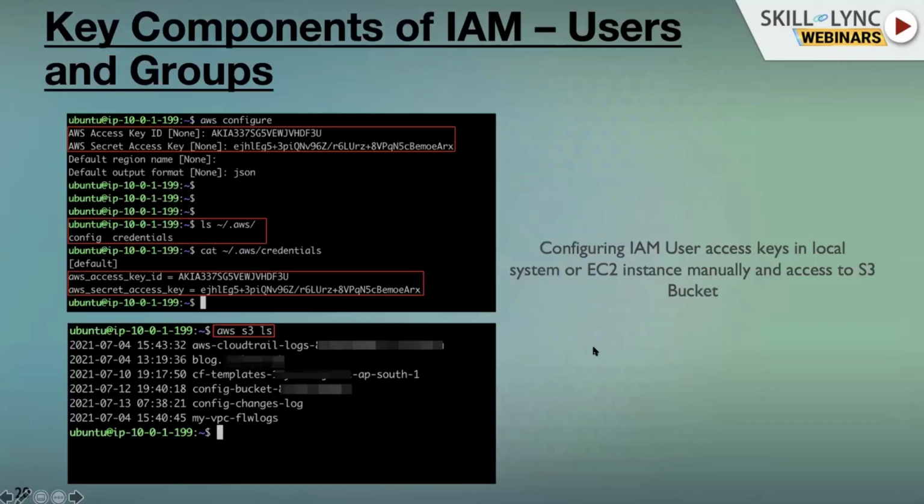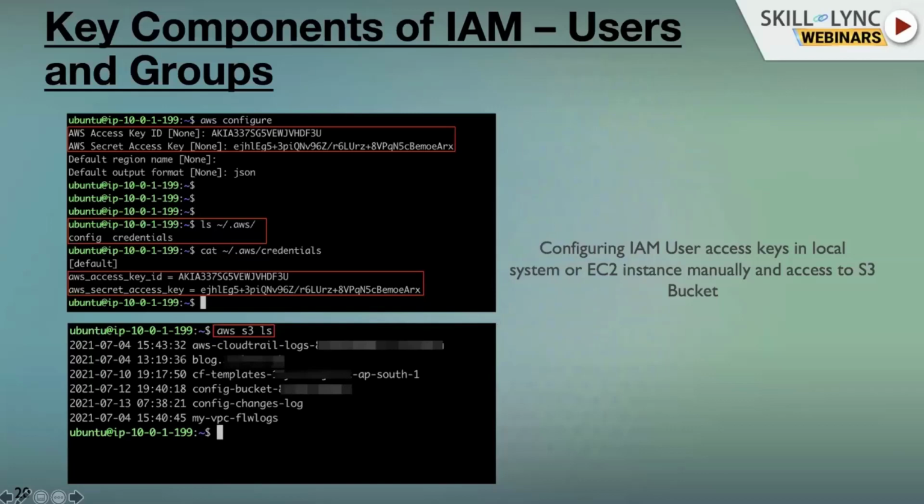So we know how to create a user and group and attach a policy. So we'll go one step deeper. How do we use this particular IAM user that we created, right? Say we have an EC2 instance, we want to run some automation scripts, and the script needs authentication, right? It needs credentials to access the AWS resources.